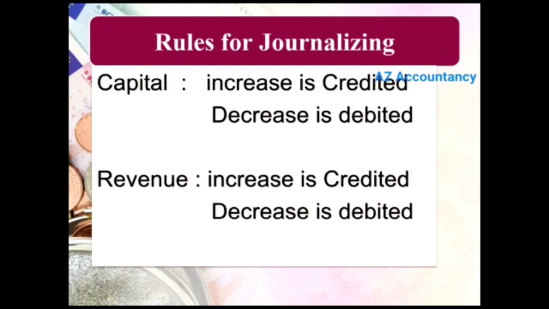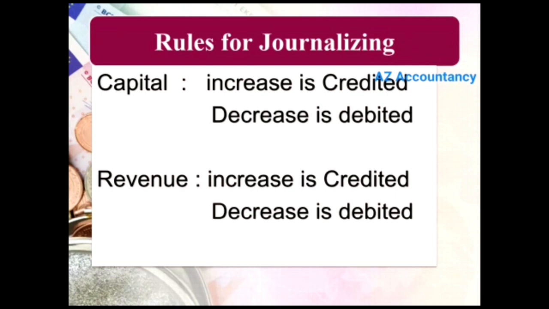Next rule for journalizing is for capital. Capital I defined in my previous video. Increase of capital should be credited and decrease of capital should be debited. Here we can exemplify when a company issues shares. This is increase of capital. Or an individual sole proprietor is putting his cash into the business, it is increase of capital. So increase of capital should be credited. And when he takes off some cash for personal use in shape of drawings, it is decrease of capital, so it should be debited.